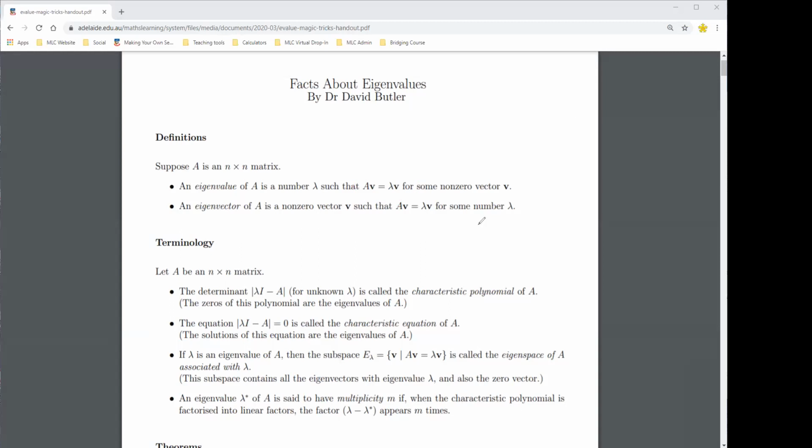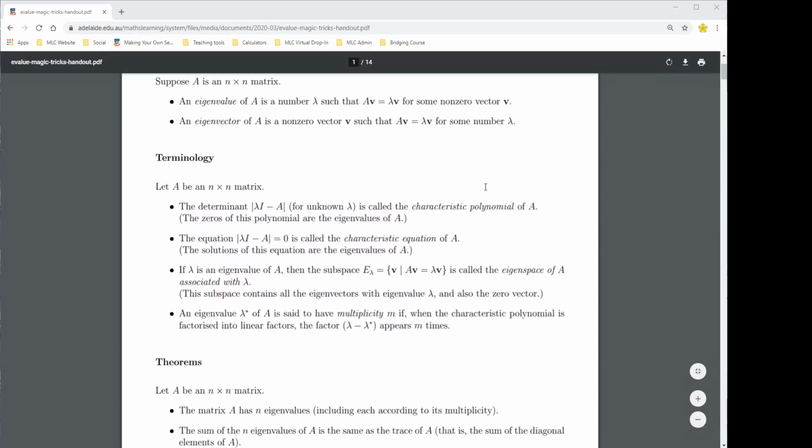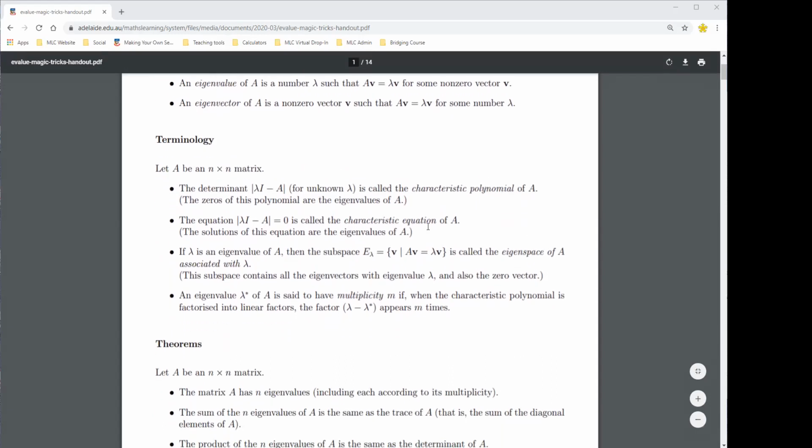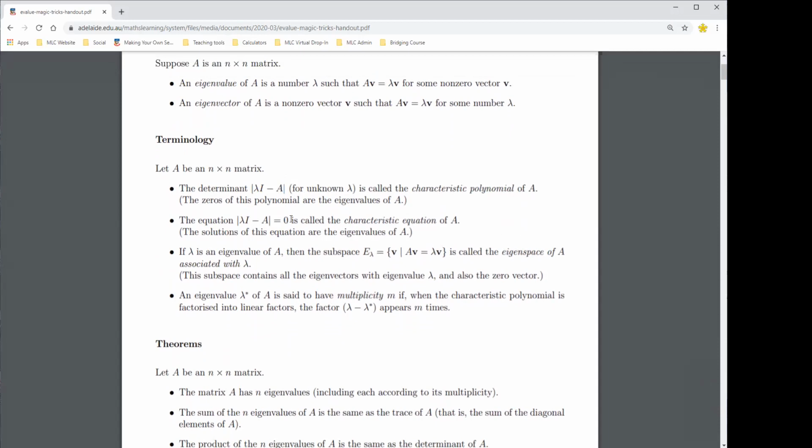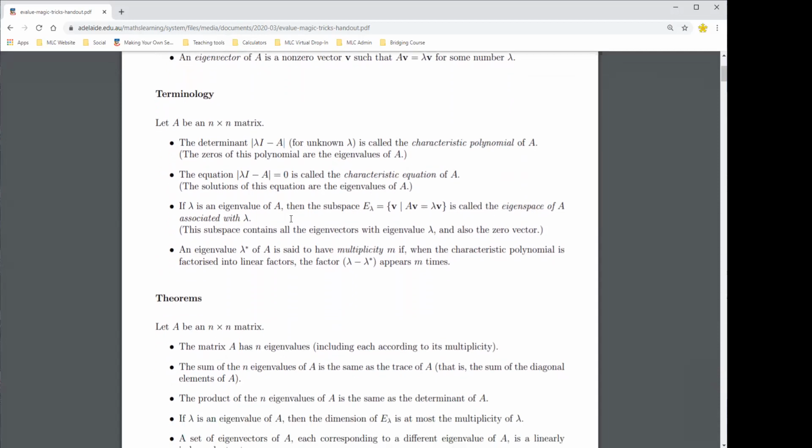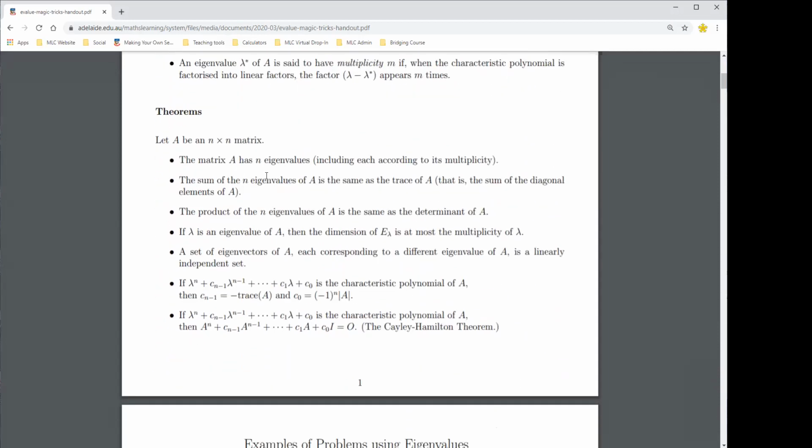And then there's all of these terminologies that go with it. When you do lambda I minus A, it's called the characteristic polynomial, but when you set it equal to 0, it's the characteristic equation, and there are eigenspaces and multiplicity. And then there are all these theorems that connect everything together.